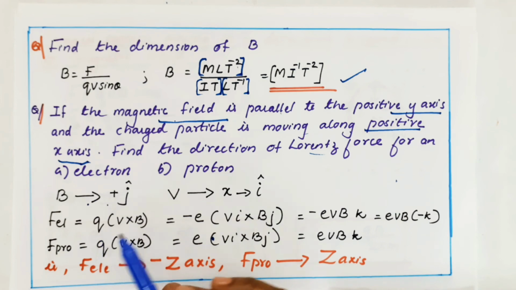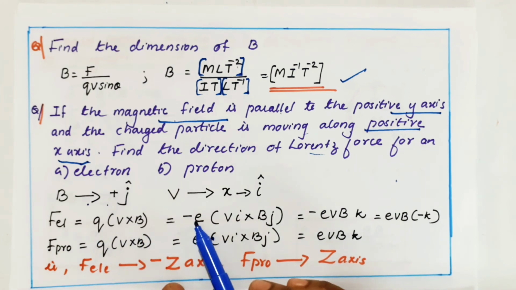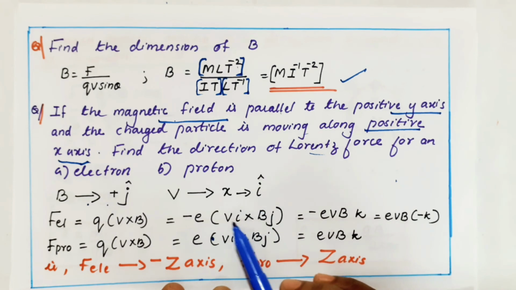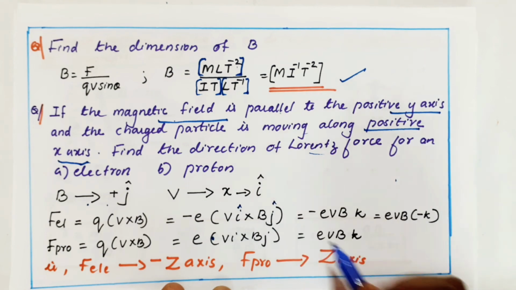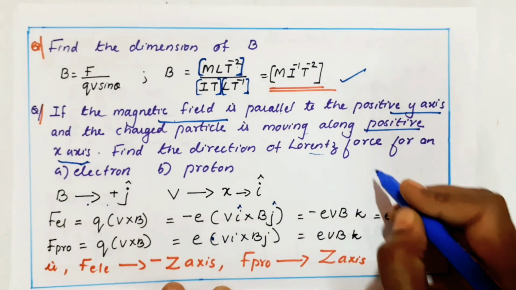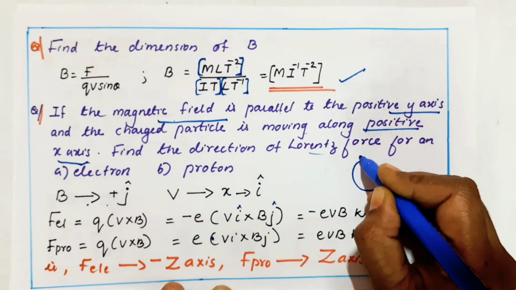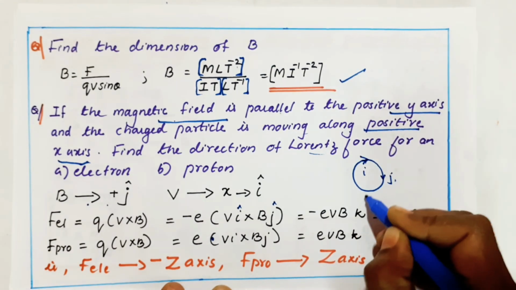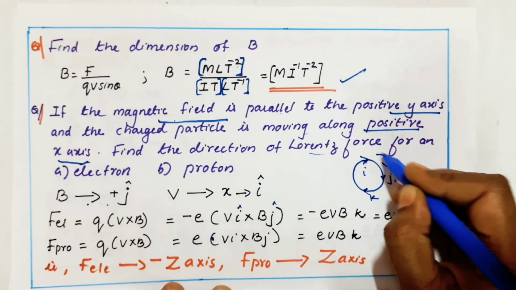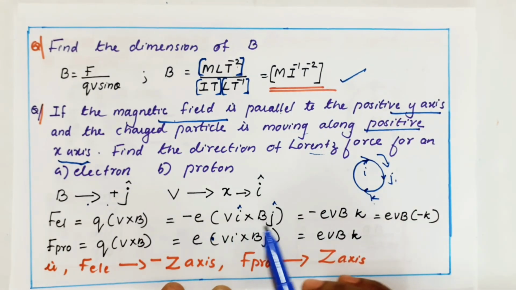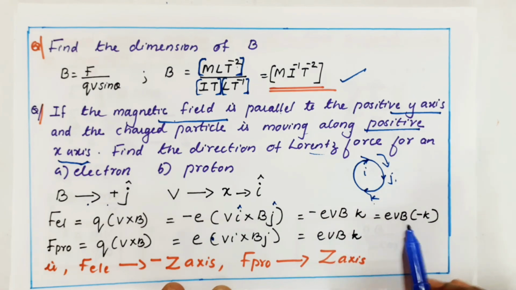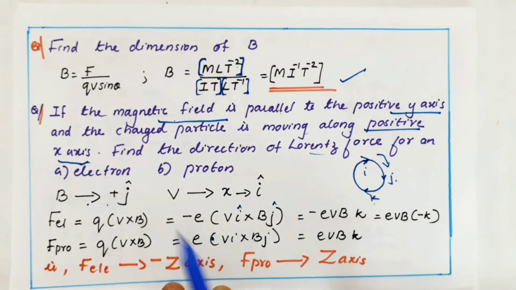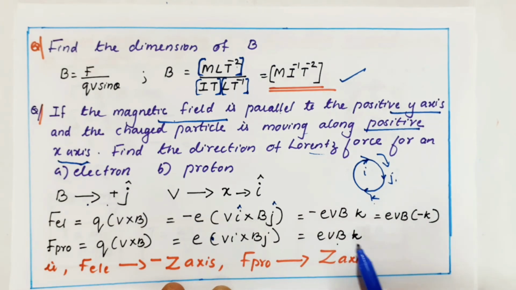Force on electron is Q into V cross B. Q means electron, charge is minus e. V means it is along x-axis. So I wrote VI cross BJ. We know that e V B, I took it outside. And what is I cross J? You all know this rule, I think. I, J, K, if you go clockwise, what is I cross J? Answer will be K. So I cross J is K. So it is eVB into minus, I took it inside, eVB into minus K. Instead of electron, if you take a proton, it is e into V I cross B J. It will be eVB into K.